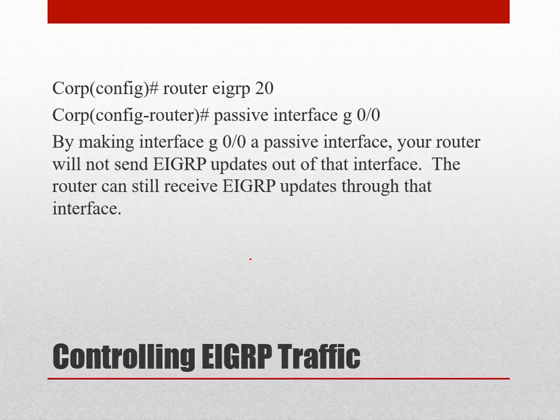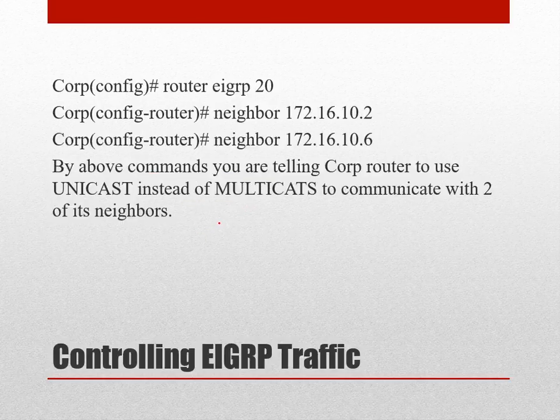You don't have, what it's saying is you don't have to do an individual network command for each of those. A passive interface won't send EIGRP updates out that interface. It can still receive them, unlike RIP, which won't receive or send updates. It uses multicasts to send it.